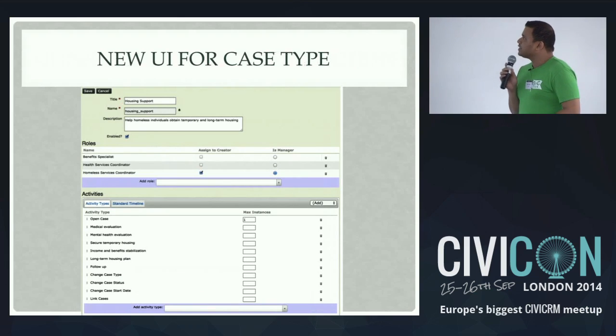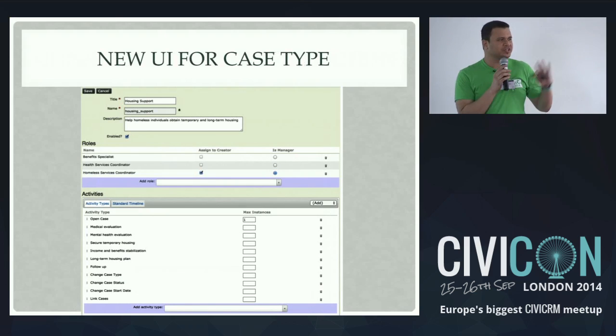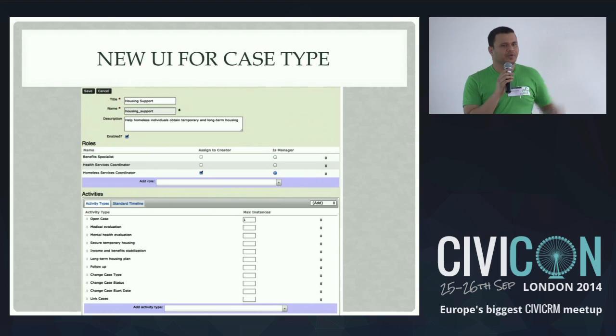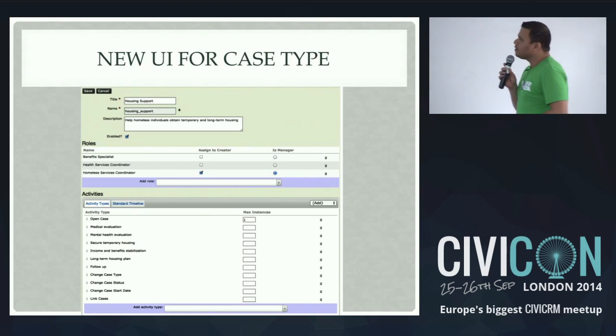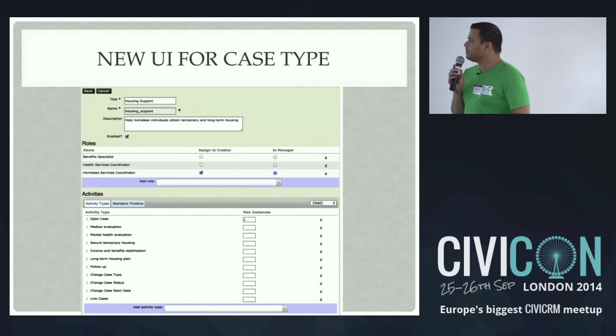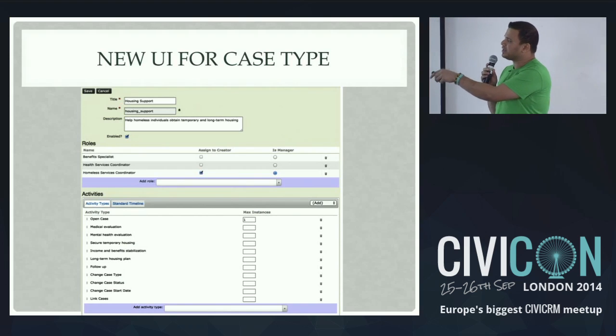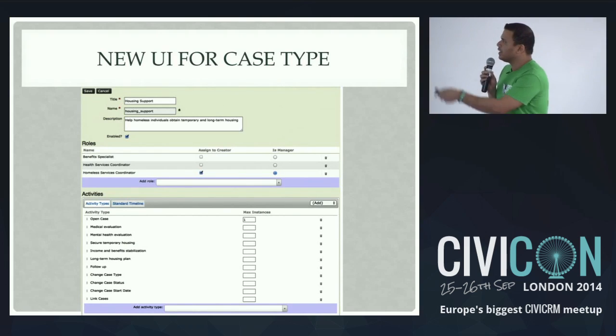We introduced this new case type UI. Just to give a brief history, how many of you use case? Few. All right. Earlier, there was no case UI, and you had to write XML and needed a developer's help in order to configure your case. Now we added this new UI, which makes it easier for admins to configure, and you can create your own case types. It's a very intuitive design, we think, and you can just drag and drop and add the activities you want to in an event case.